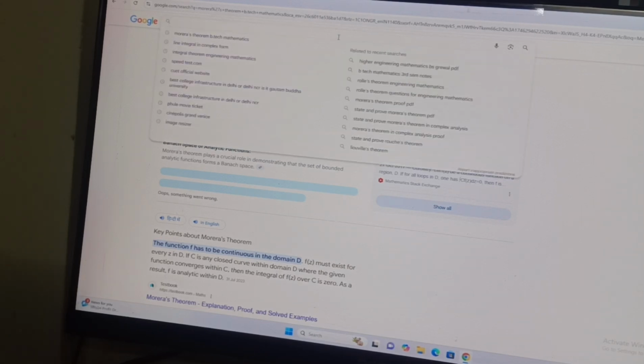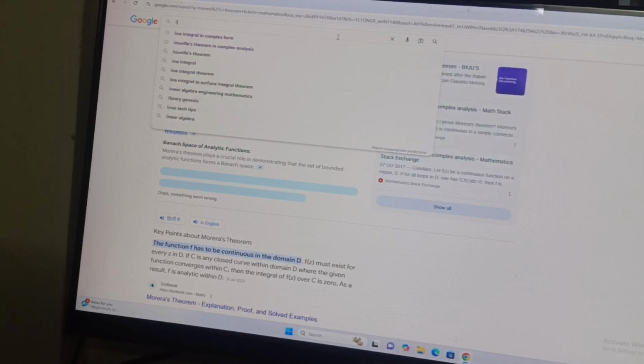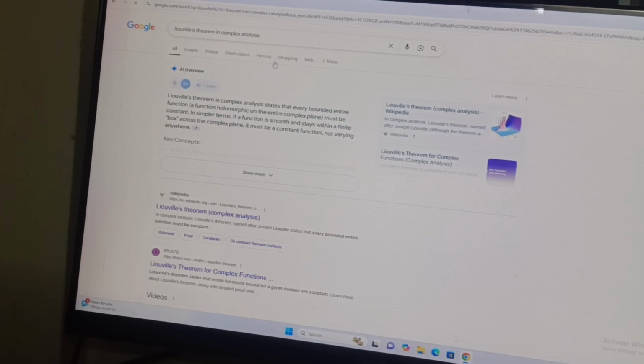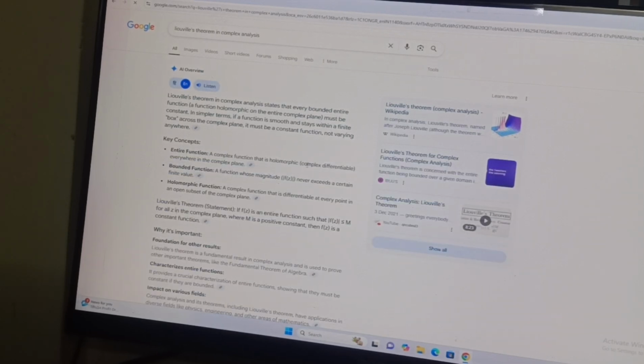Okay, so now we will see Liouville's theorem. So it is Liouville's theorem: an entire function that is bounded, meaning a function whose magnitude |f(z)| never exceeds a certain finite value, is constant. Okay, that's important.